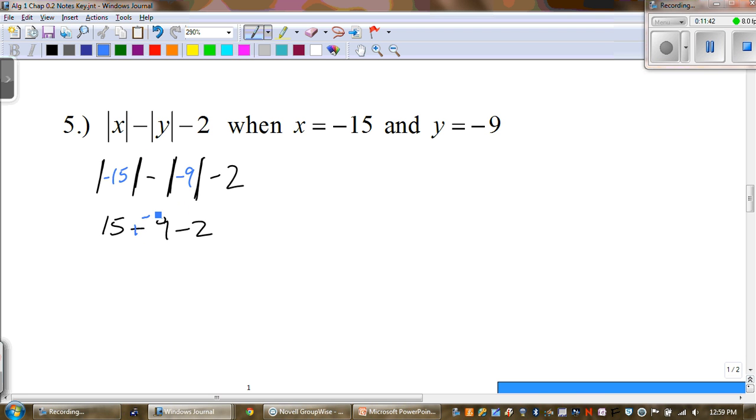And then if you want to do your clicks right here, I'm going to combine those first. 15 plus -9 gives me a grand total of 6. Whoa. 6 plus -2. And that is, good job. Hopefully you said it, 4.